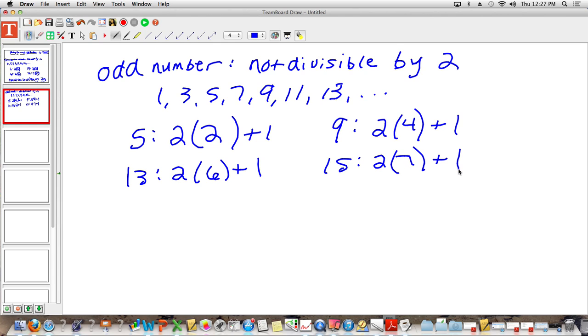So every time I did this, every time I looked at an odd number, I was able to multiply some number by 2 and then add 1 onto it. Are you okay with that? Every single time that worked.